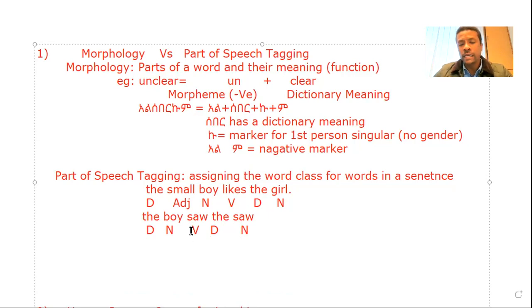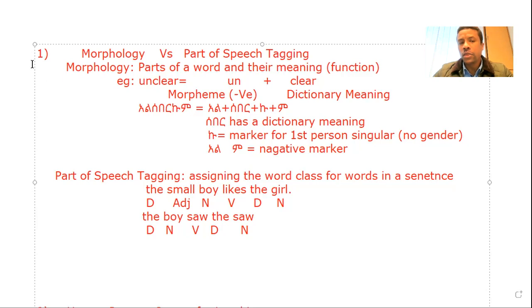So as you can see, even though it has the same spelling, we know that in one place it's acting as a verb. In the other place, it's acting as a noun. And there are many such words that need disambiguation, or that need identifying the correct part of speech for a word in a sentence.